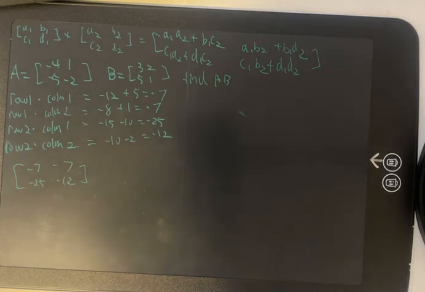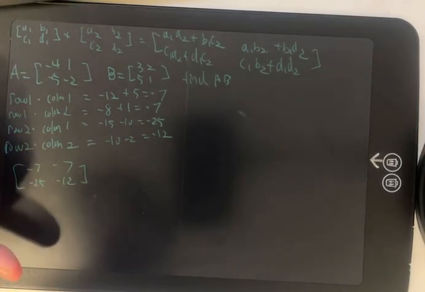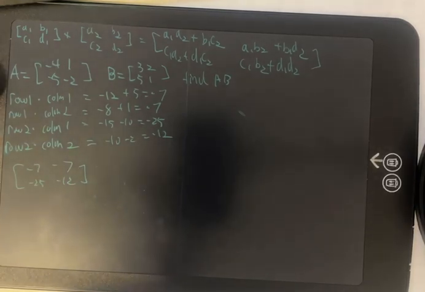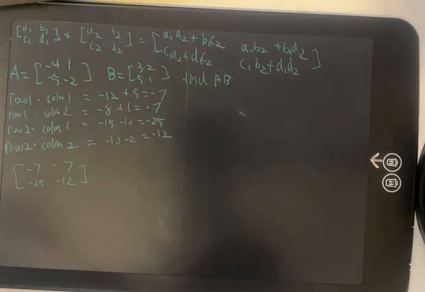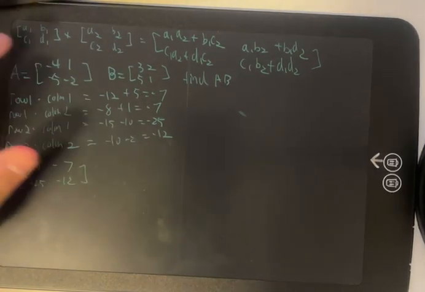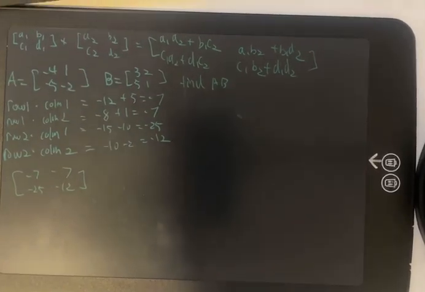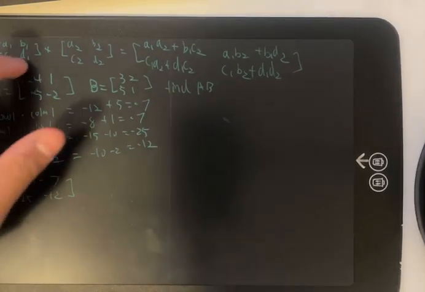So I used the problem on the quiz, which is A: -4, 1, -5, -2. And then B is 3, 2, 5, 1. And then it's asking me to find A times B. So at first, when I look at this question, I saw it was just -4 times 3, I get -12; 1 times 2, I get 2; and then -5 times 5, I get -25. But it's not the case. So this is what I found online.